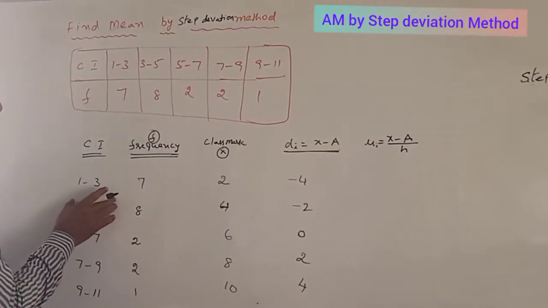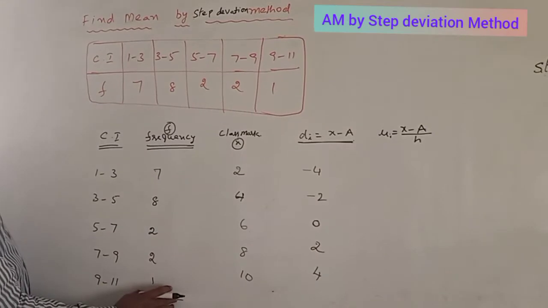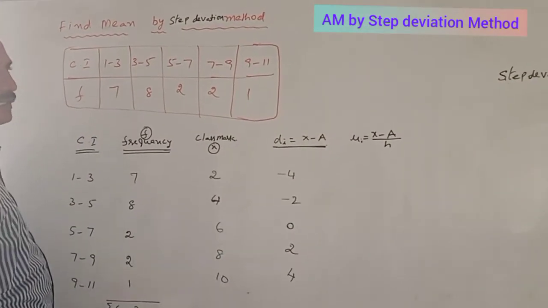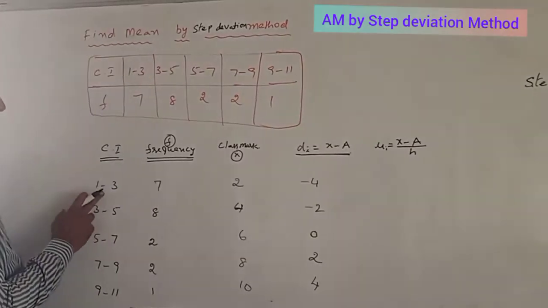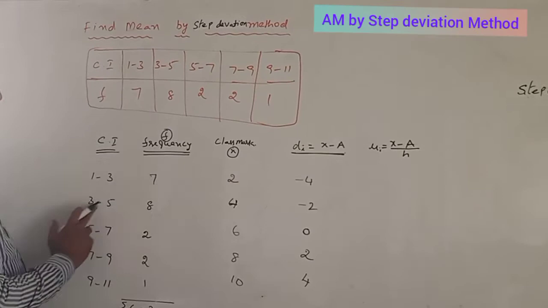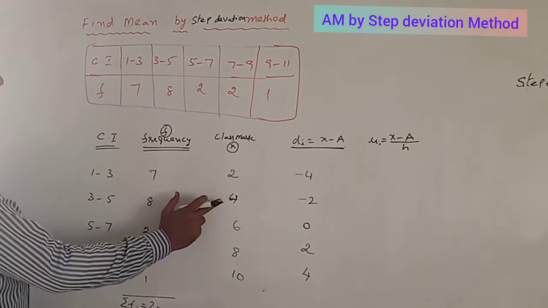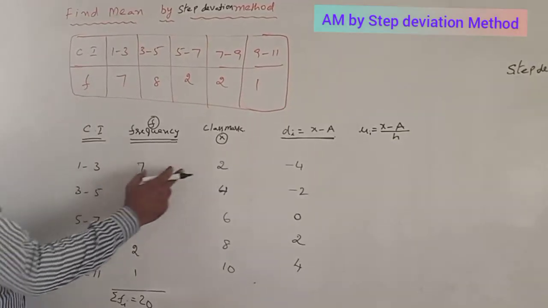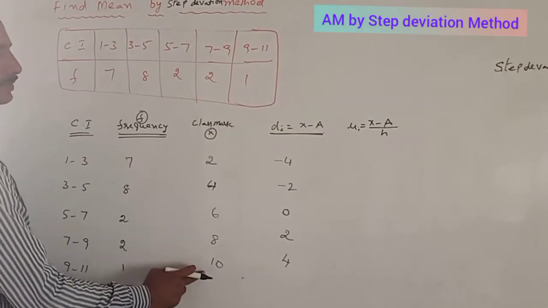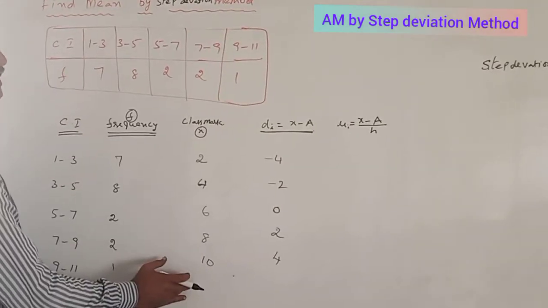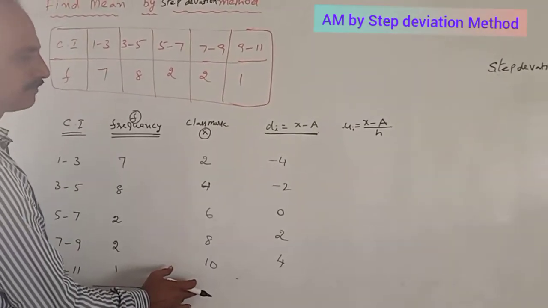So here the class interval and frequency are given. Next we will find the column class mark. Class mark means the average of the class. 1 plus 3, 4, 4 by 2 equal to 2. 3 plus 5, 8, 8 by 2 equal to 4, like that. Here the class size is 2, and the class mark difference is also 2: 2, 4, 6, 8, 10. It is the class mark, meaning the mid value of the class interval.